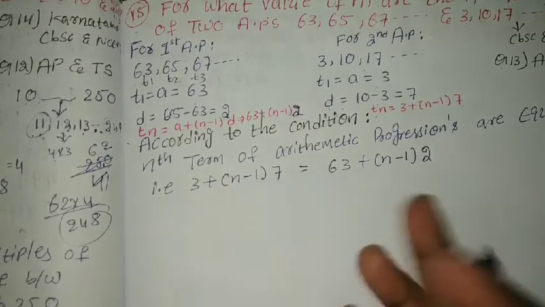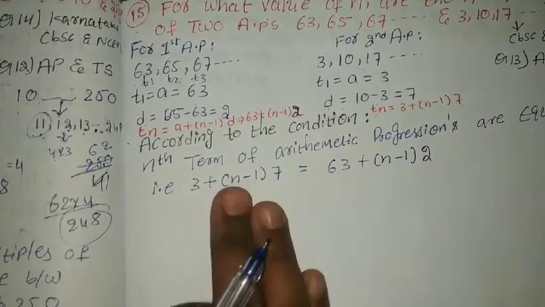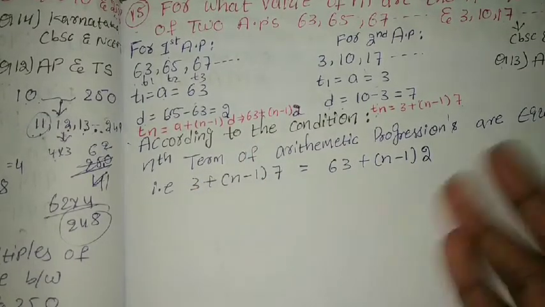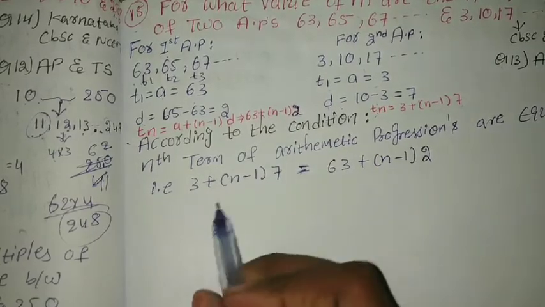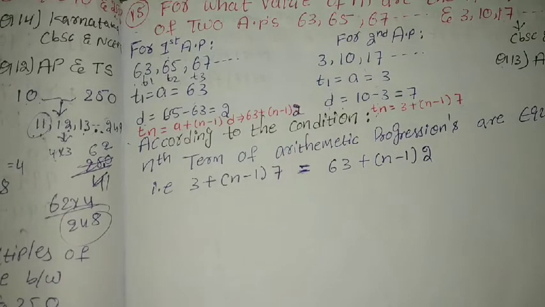You can write this exchanged because those are equal, no? You can write this as 63 plus n minus 1 into 2 here. If you want to write this on the right side, there is no problem because equal is equal itself, no? You can interchange these two arithmetic progressions. There is no problem. Understand?